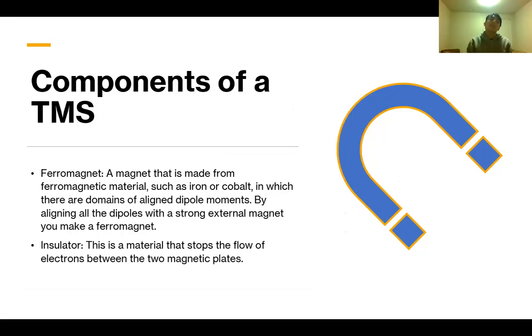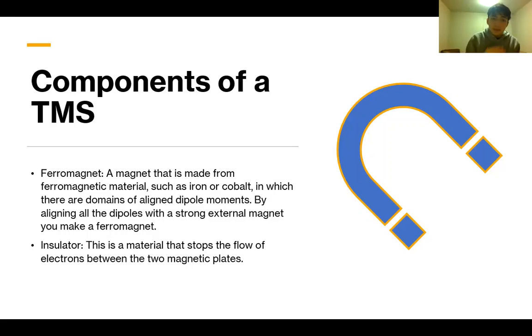Now, the components of TMS. So I kind of already said it, but it's comprised of two components, which are ferromagnets and insulators. The ferromagnet is just a magnet that is made up of ferromagnetic material. This includes iron and cobalt, and a select other types of metals. I know copper is one of them too, in which there are domains that exist that have aligned dipole moments.